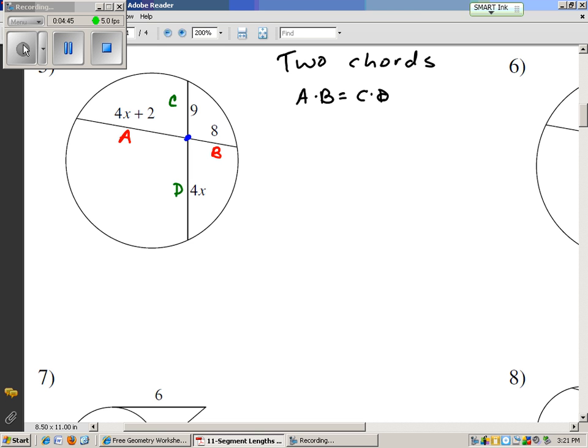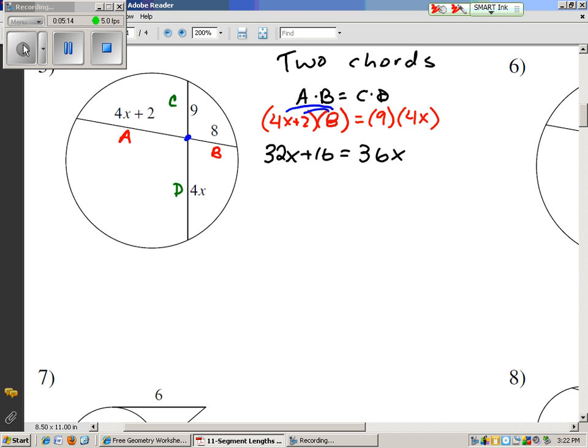So let's go through and plug that in. Well, A is going to be 4x plus 2. B is going to be 8. C is going to be 9. And D is going to be 4x. Multiplying this out, I can distribute the 8 to the 4x and the 2, and I get that 32x plus 16 equals 36x. I can subtract the 32x from both sides, and I get 16 equals 4x. Divided by 4, x equals 4. Done.